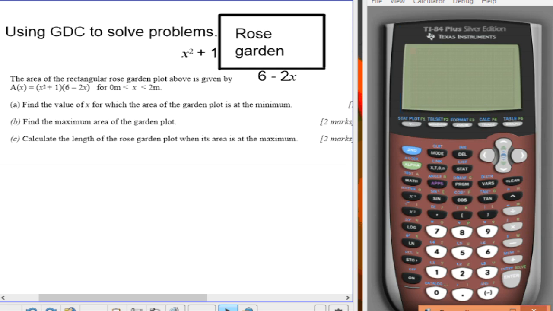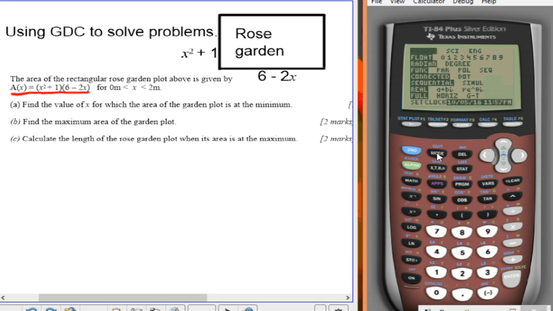What you need to do is to make sure that you pay attention to this function. So make sure that I press my mode, and that this here is using function and that we are in real. If this is real and function, then it's okay. Then I go to y equals, and then I type in the function.